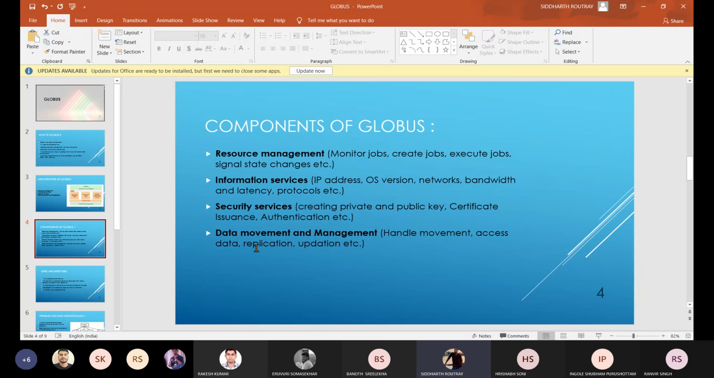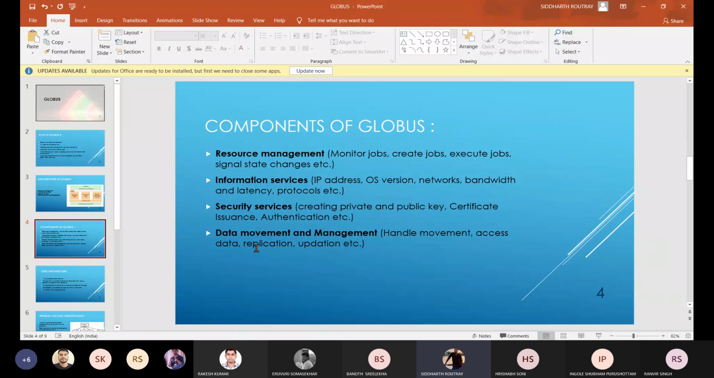And then comes information services. It provides information such as the IP address of the computer, the OS version, the network bandwidth, and the latency, protocols, etc. All this information is required for the communication between the computers in the grid.